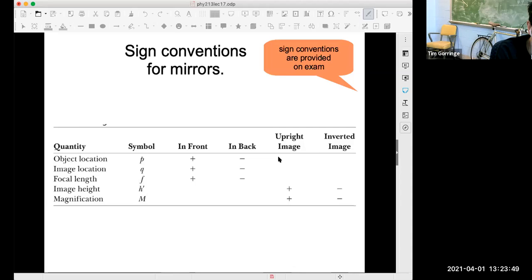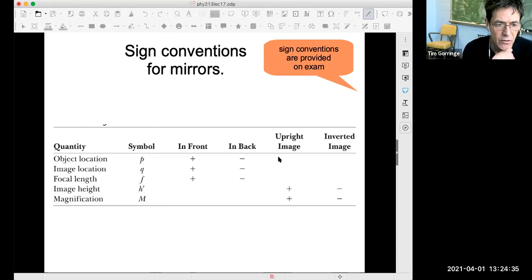I obviously stole it without permission from the textbook. It just is a table of the sign conventions for mirrors. And I wanted to say, obviously in an exam I wouldn't expect you to remember the sign conventions. You would get the table in the exam. Actually, in an exam now, of course, you can just have your book open and look up the table. So maybe I didn't need to show this. But look, object positions, image positions: if they're positive, they're in front of the mirror. And if they're negative, they're behind the mirror.